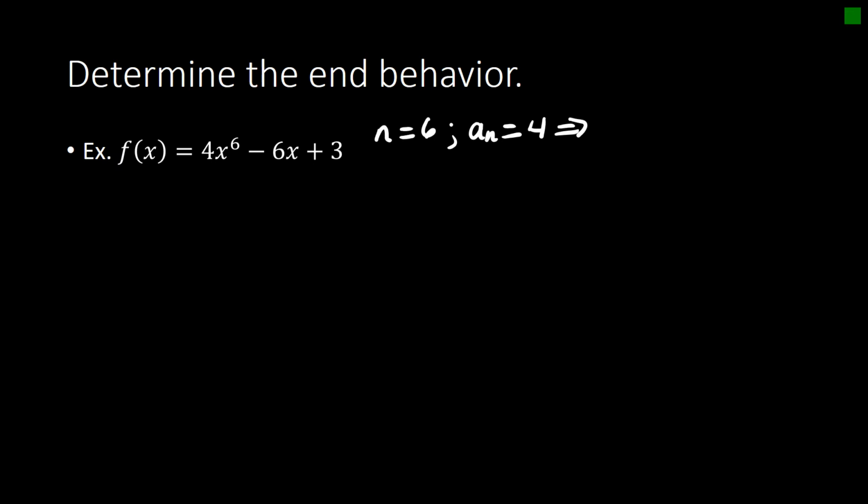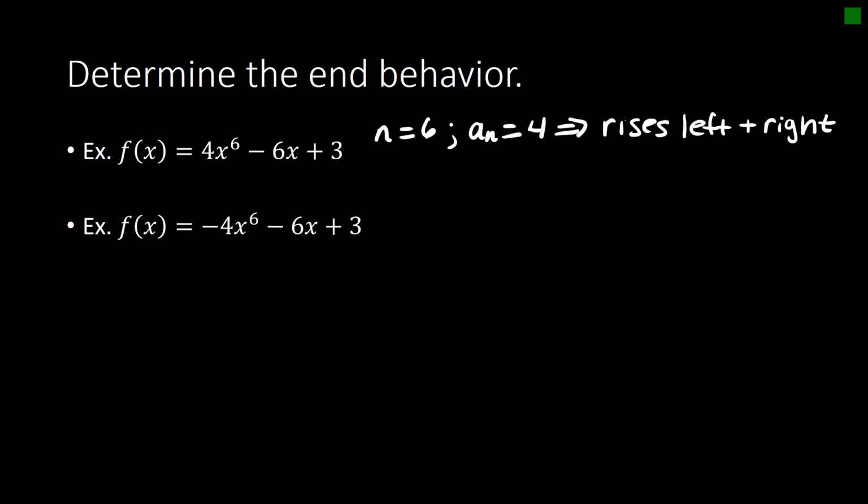Let's look at some problems where we determine the end behavior of some polynomial functions. The first one we look at is f of x equals 4x to the 6th power minus 6x plus 3. Here, the degree is 6. Our leading coefficient is 4. So we have an even degree and we have a leading coefficient that's positive. So this graph rises left and right.